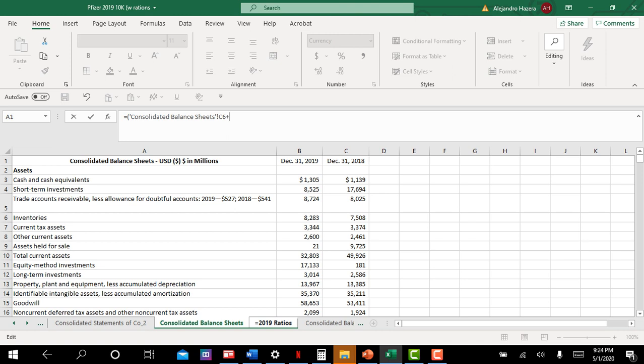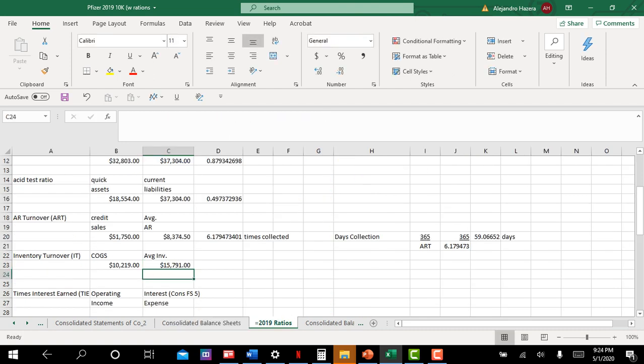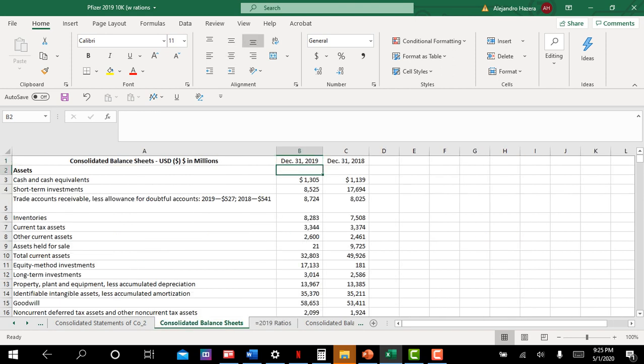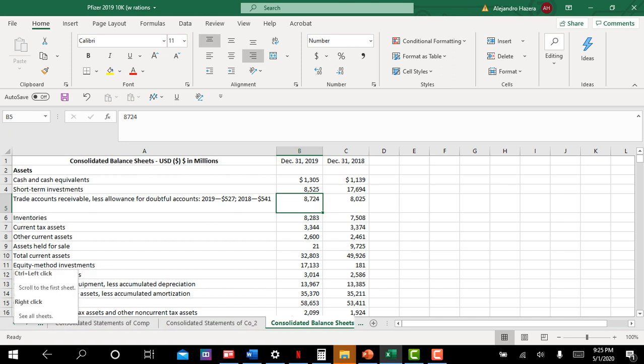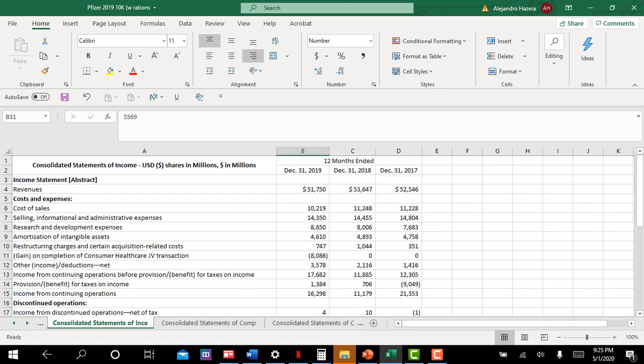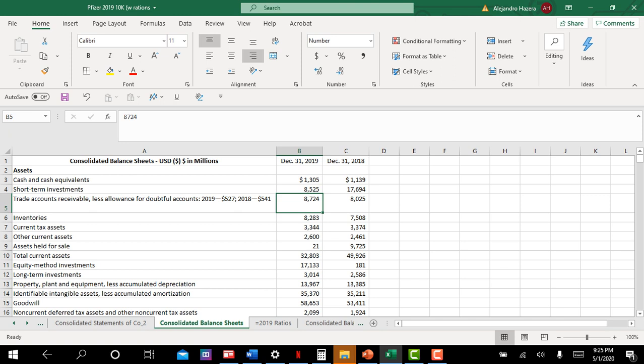The ending balance was 8,283. We'll put it in parentheses, and that's your denominator. Okay, so I want to check these numbers because it's starting to look a little low to me. Your cost of goods sold was 10,219, and your average inventory was in the low $8 billion range or high sevens.